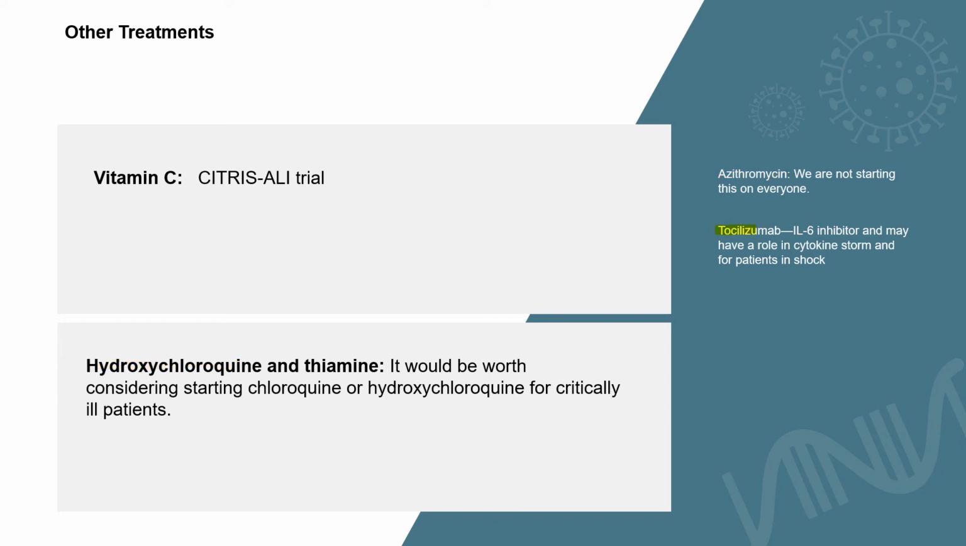About tocilizumab, it's an immunosuppressive drug mainly used for the treatment of rheumatoid arthritis. It's an IL-6 inhibitor and it may have a role in cytokine storm for patients in shock.